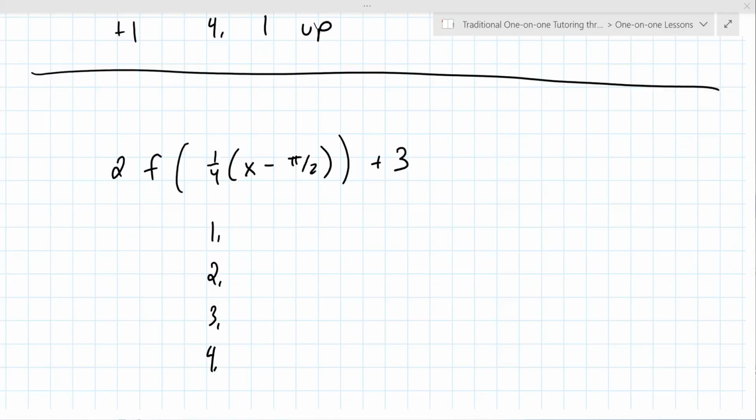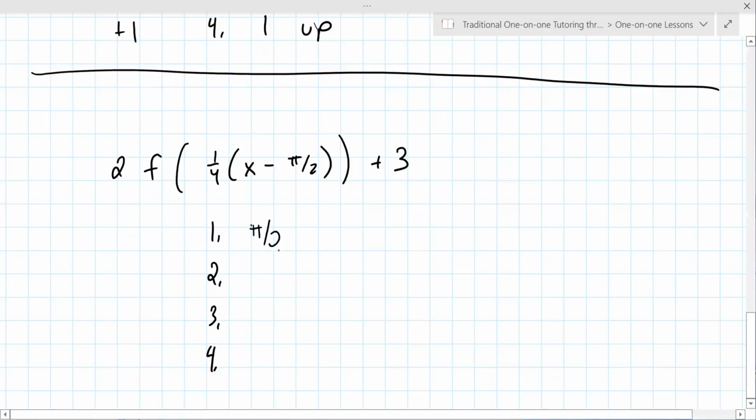How are you doing on your list? I'm done, I think. Okay. So give me your first one. So my first one was the minus pi over 2. Okay. Do I just say like pi over 2 to the right? Yes, or right pi over 2. Either way is fine.